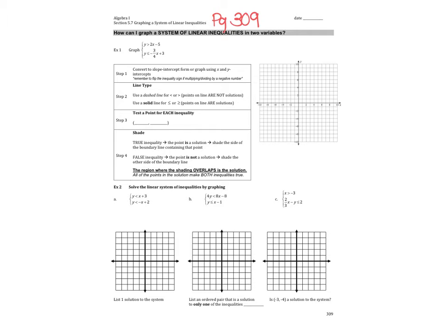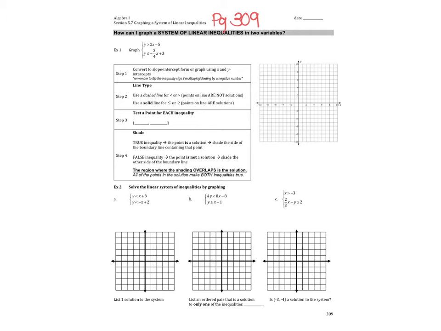So looking at example 1, we have y is greater than 2x minus 5 and y is less than or equal to negative 3/4 x plus 3. So step 1, it says to convert to slope-intercept form or graph using x and y intercepts. In this case, we're already in slope-intercept form, so we're good to go. But if we do need to change anything, an important note is to remember to flip the inequality sign if multiplying or dividing by a negative number. So again, just like what we've dealt with inequalities in the past, if you are multiplying or dividing by a negative number, that sign flips.